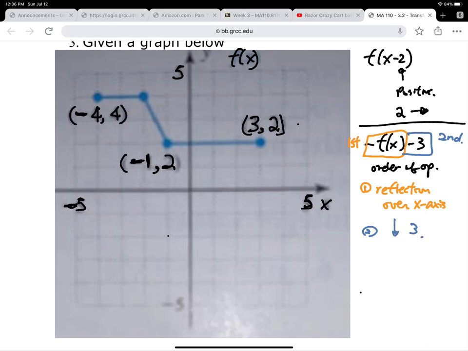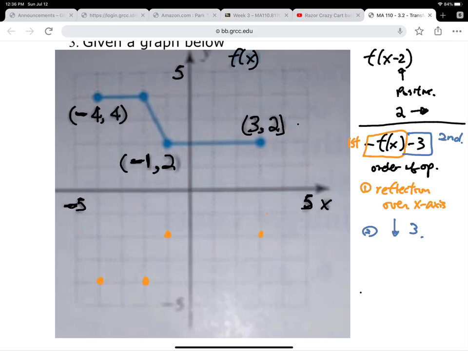Alright, here we go. I'm using the same color this time. So first, let's reflect all the points over the x-axis. So 4 becomes a negative 4. 4 becomes a negative 4. 2 becomes a negative 2. And 2 becomes a negative 2.